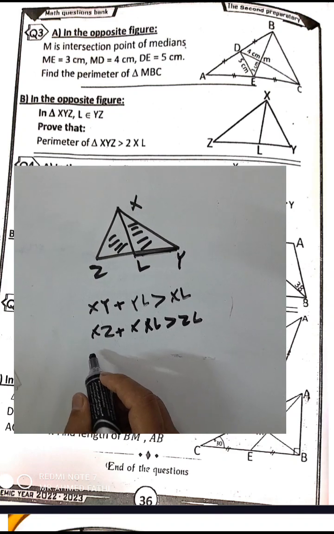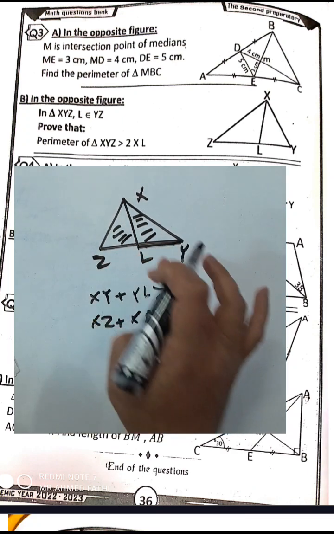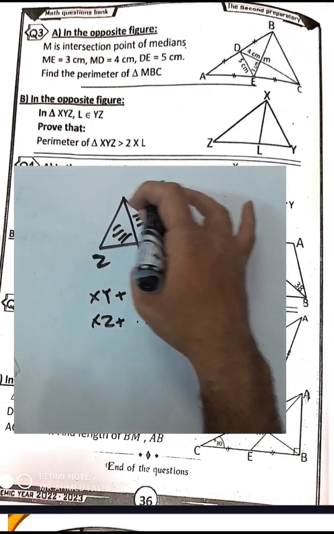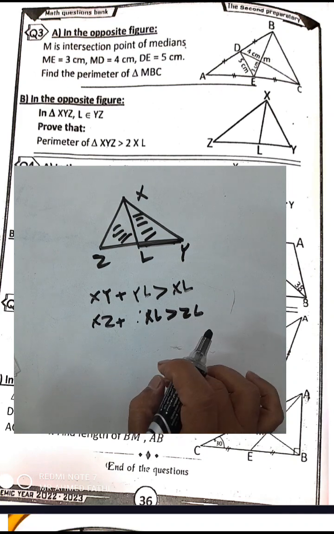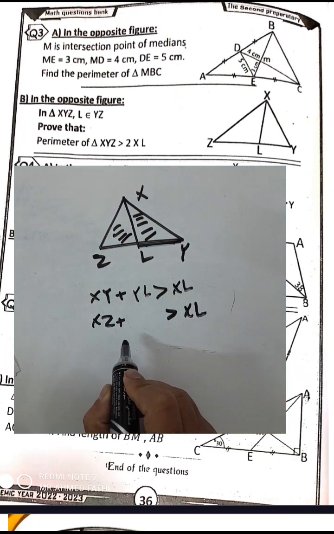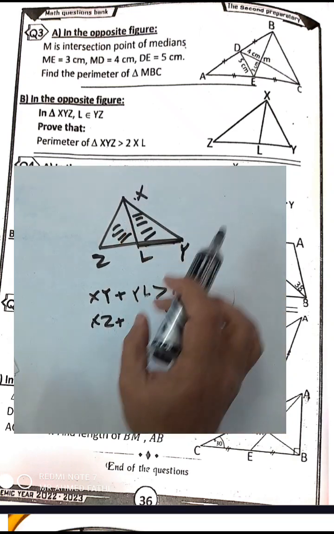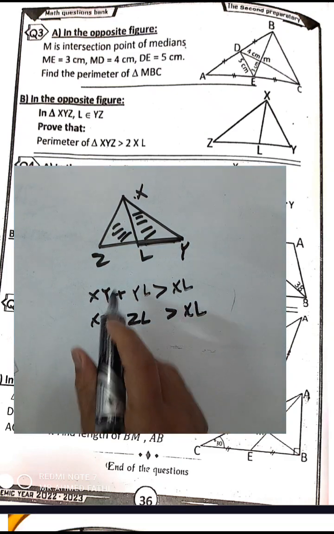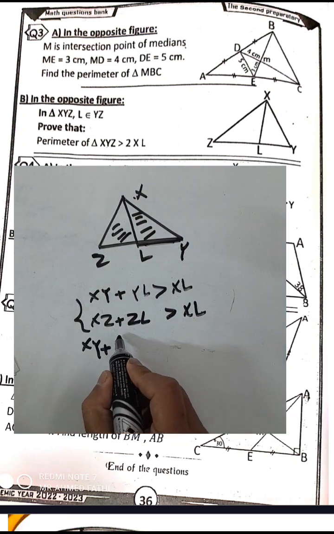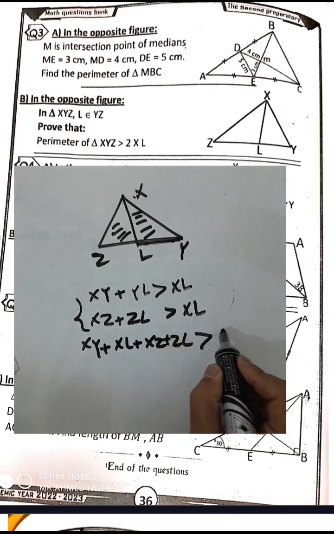Okay, you want to find the perimeter of the triangle. If we add XY plus YL plus XZ plus ZL, in this triangle XZ plus ZL greater than XL. You want to find twice XL. Okay, write XL here again, XL here again: XY plus YL greater than XL, and here XZ plus ZL greater than XL. Okay, and then we can add them. XY plus YL plus XZ plus ZL will be greater than XL plus XL, which is 2XL.